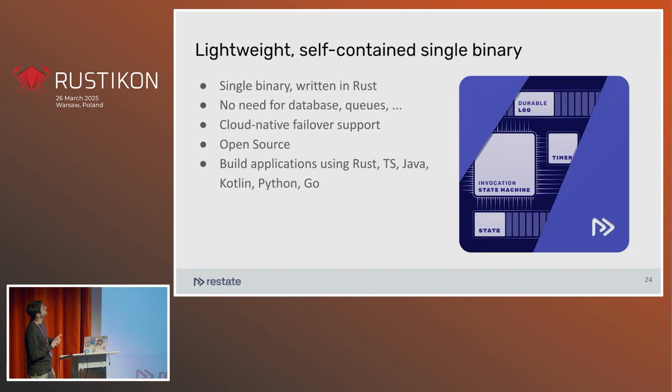If you want to try it, it's just a single binary written in Rust. It's basically dependency-free because it contains a little database inside it. I'm going to tell you in a second about this. You can just download it. It's free to use. And you can build applications using Rust, but you can also use TypeScript, Java, Kotlin, Python, Go. And the beauty of this is that because all these applications behind the hood will use the same protocol and the same log system, they will also have a consistent interaction between each other. So you can write a Rust function that interacts with a TypeScript function in exactly-once fashion.